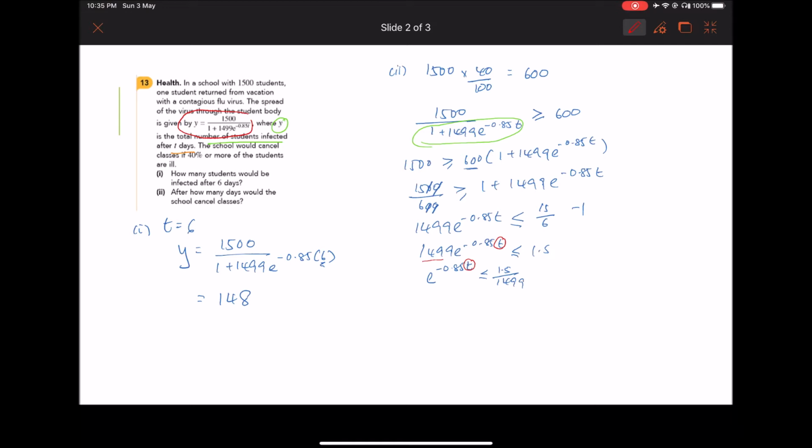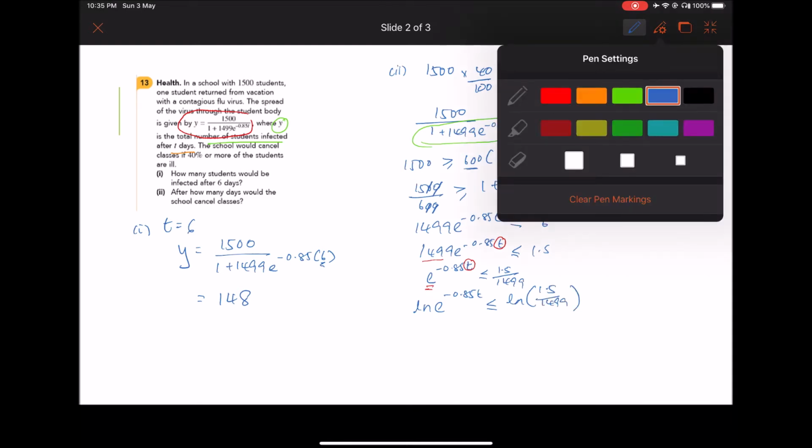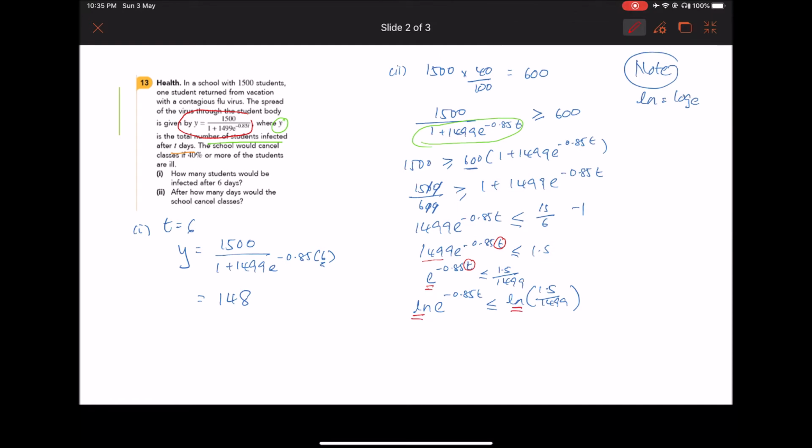So just imagine that this one here is like a rabbit hanging in the air, right? You need a lock for the rabbit to jump down, okay? So because this one here is e, we are going to introduce ln. Okay, so remember, I'm going to just write down a note here. ln is the same as log base e. Alright, so I'm going to put ln on the left and ln on the right. Okay, so I am introducing ln on both sides.